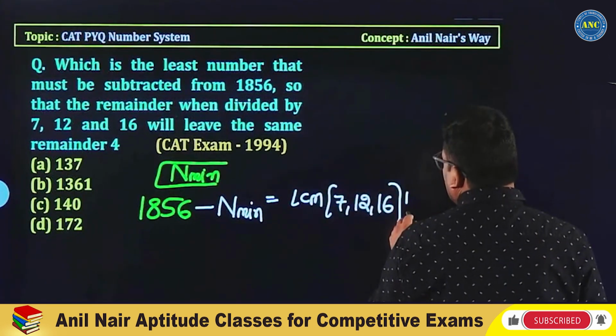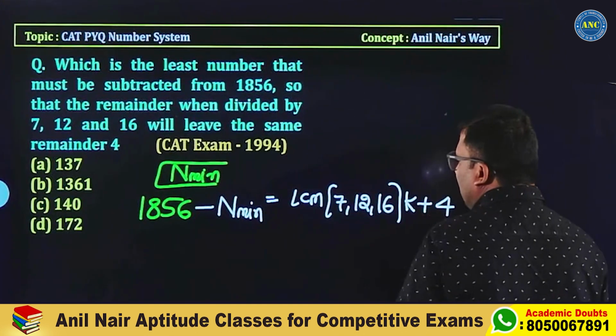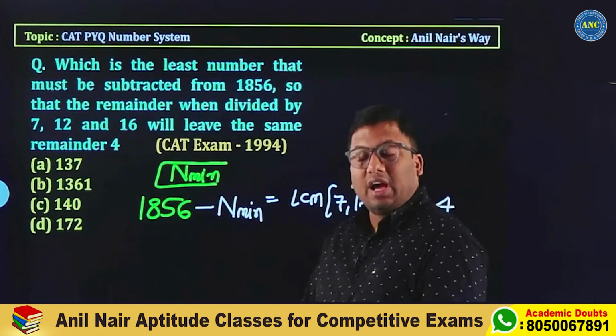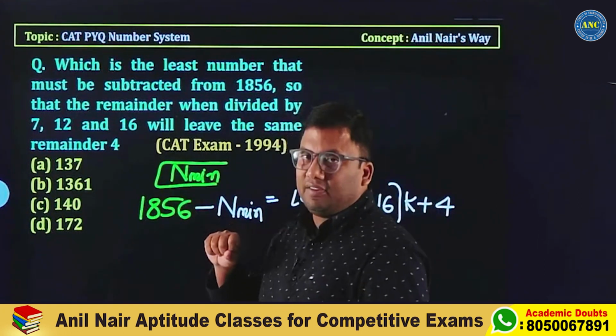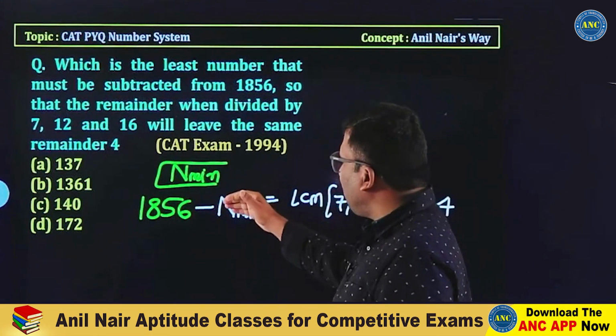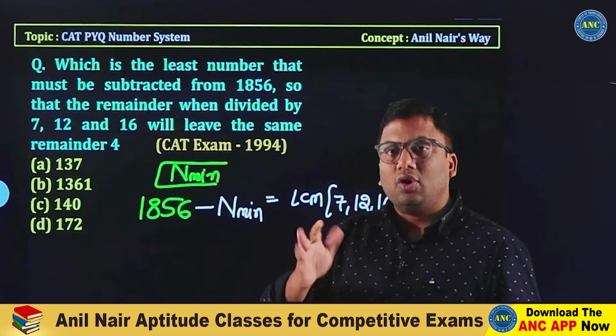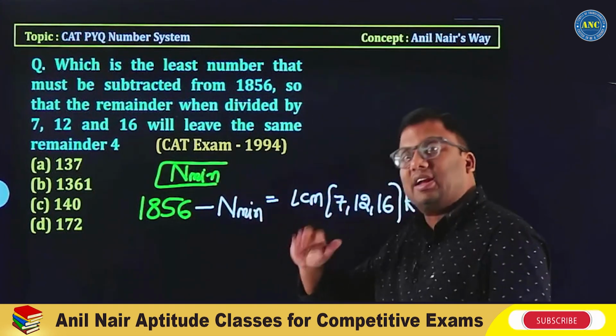In all the cases, how much remainder does it give? 4 it gives as a remainder. I hope the question idea is clear. There is a number 1856. From this 1856, something should be subtracted. We don't know how much it is, right?